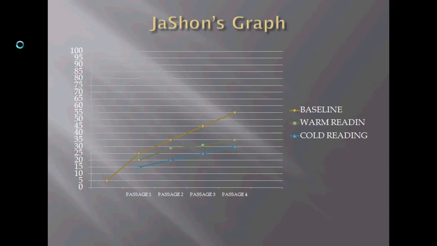So looking at Jayshawn's graph just after reading a couple passages, you can see the baseline is the goal where we want him to be reading. And the red, which is his warm reading passages, this is where he has practiced the passage and has read it to a teacher. And the cold reading is when he just does it the first time through without any practice or any intervention.